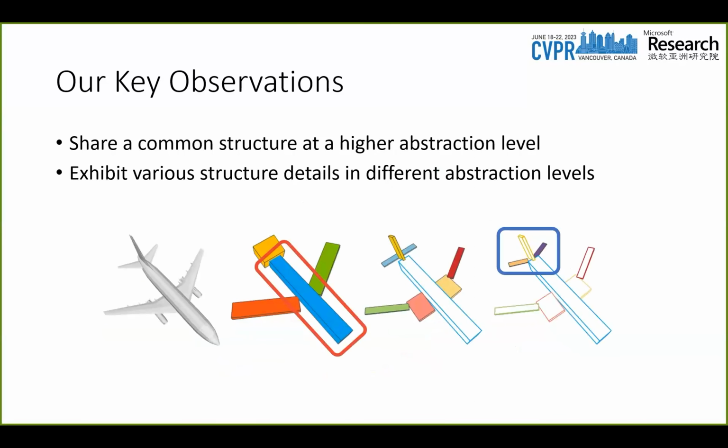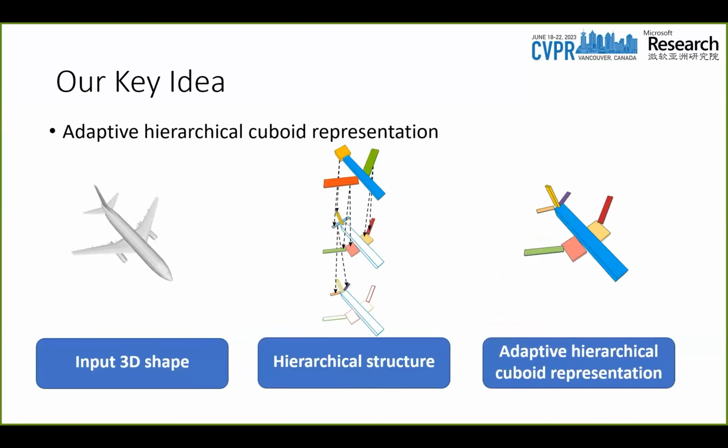Secondly, different shapes may exhibit different structure details in different abstraction levels. For example, the tail for an airplane has a more fine-grained structure than the airframe. Based on these two observations, our solution is an adaptive hierarchical cuboid representation.